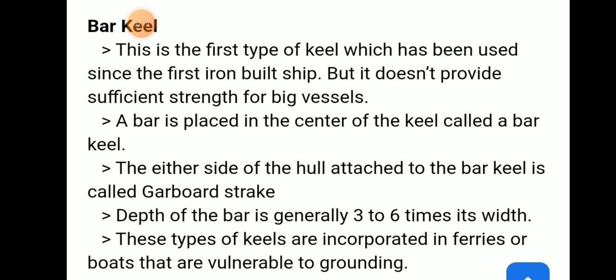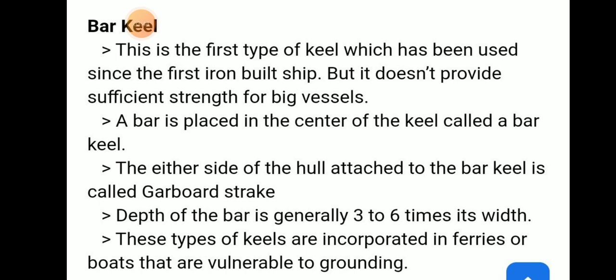Then bar keel. Bar keel is the first type of keel, which has been used since the first iron built ship, but it does not provide sufficient strength for big vessels. It is the oldest keel we have used since we started building iron built ships. It has some drawbacks, or demerits, so it doesn't provide sufficient strength for big vessels.